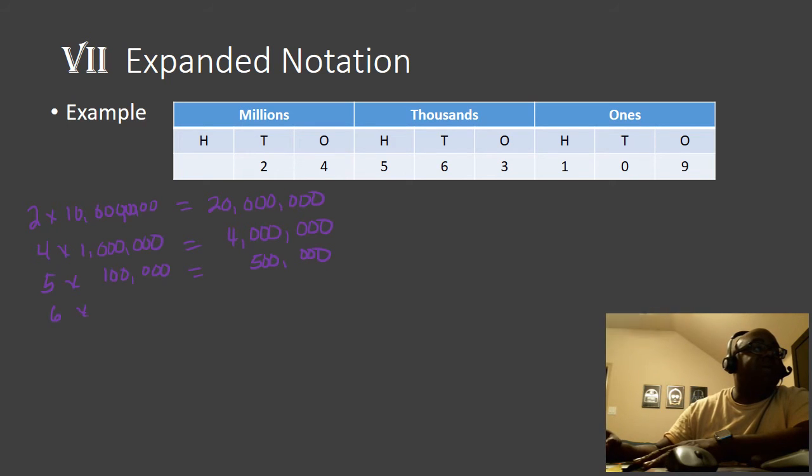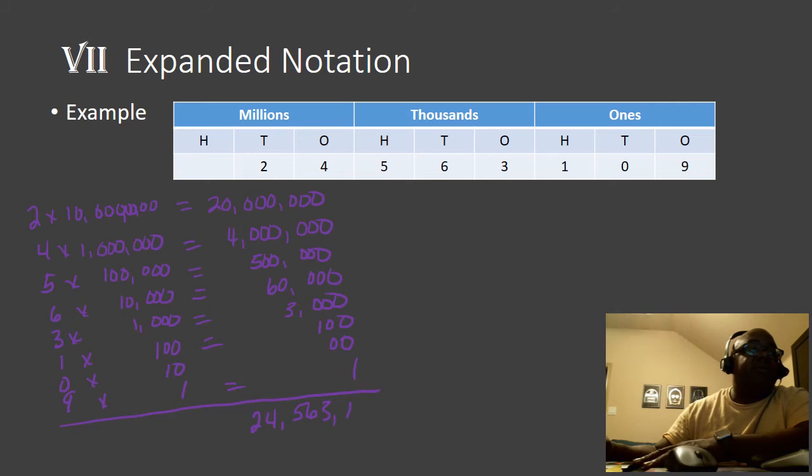Then 6 times 10,000 equals 60,000. Keeping everything lined up from expanded notation right to expanded form. 3 times 1,000. That's 3,000. 1 times 100. 0 times 10 is 0. And then 9 times 1 equals 9. Then you add everything back up to check your work. 24,563,109.